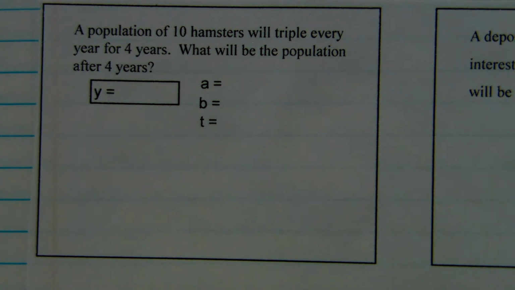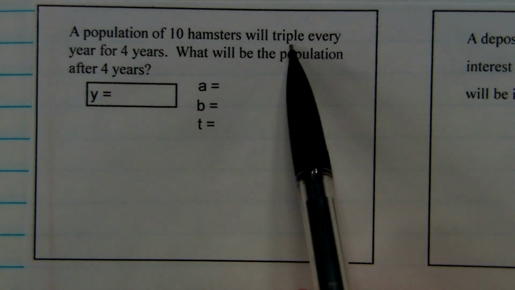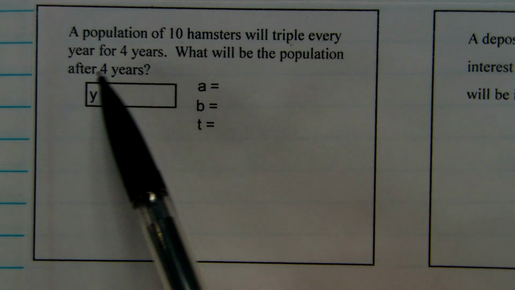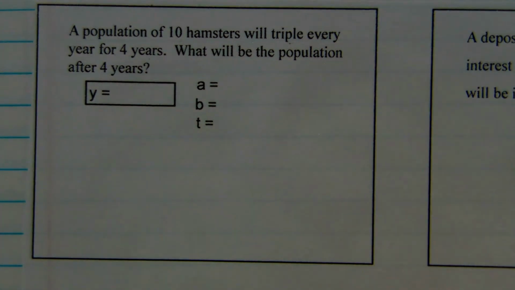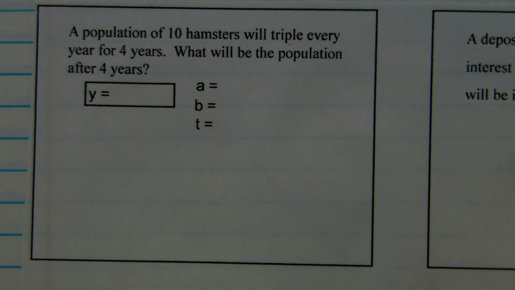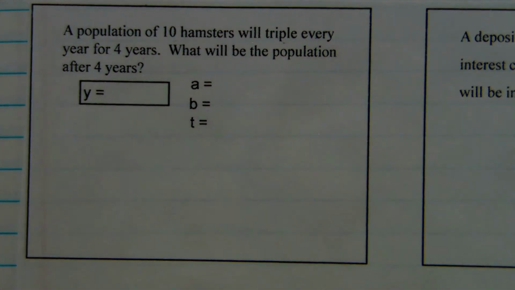All right, so it says a population of 10 hamsters will triple every year for 4 years. What will be the population after 4 years? We're going to do a couple of different things. We're going to write an equation, or you could call it a function, and then we're also going to set up and use that equation to find information.